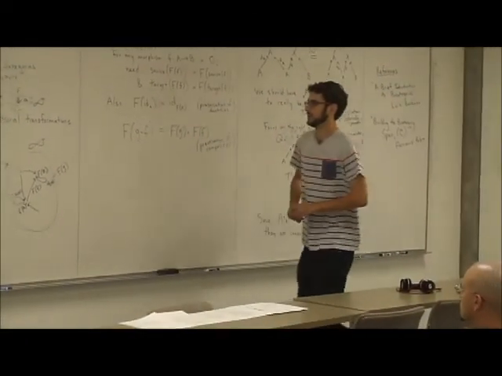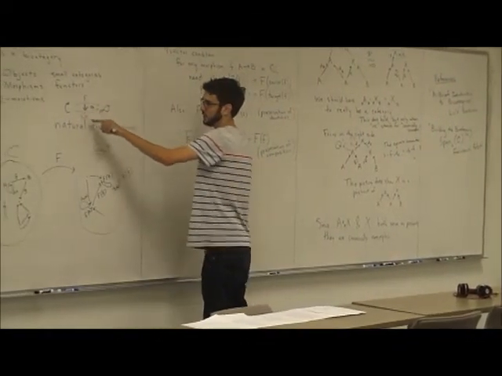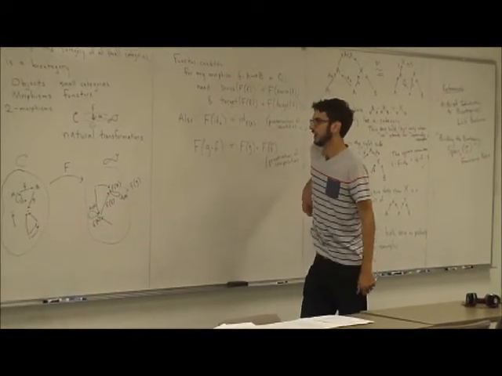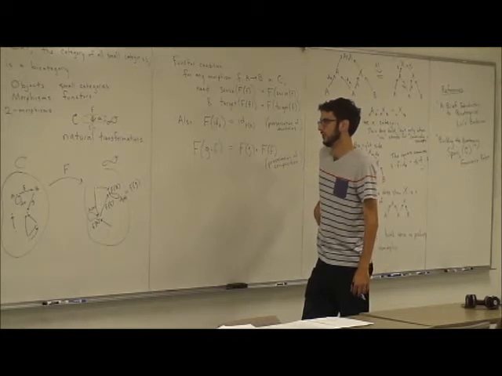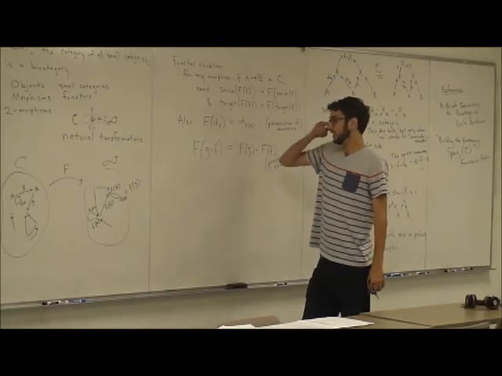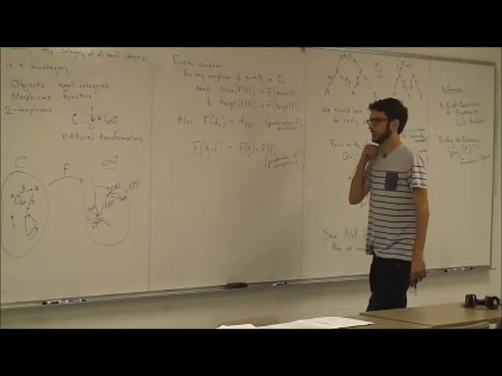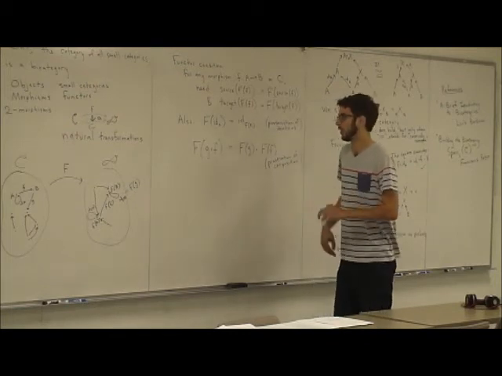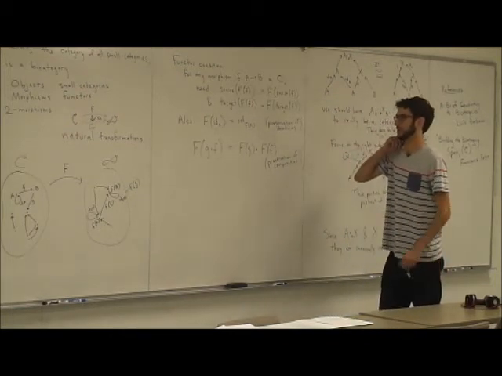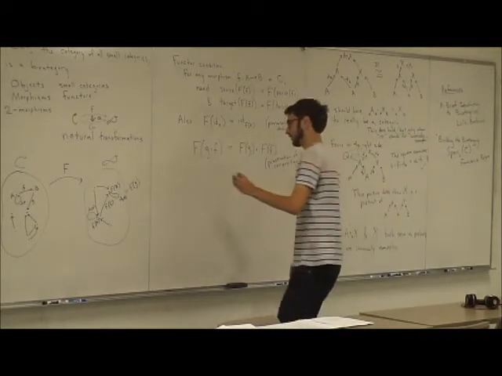Now, I claimed that the collection of natural transformations between various functors from C to D actually forms a category itself. Oh, I haven't told you what a natural transformation is yet. Okay, I'm getting all this stuff here. Okay, so this is what a functor is. Now, what's a natural transformation? Okay.